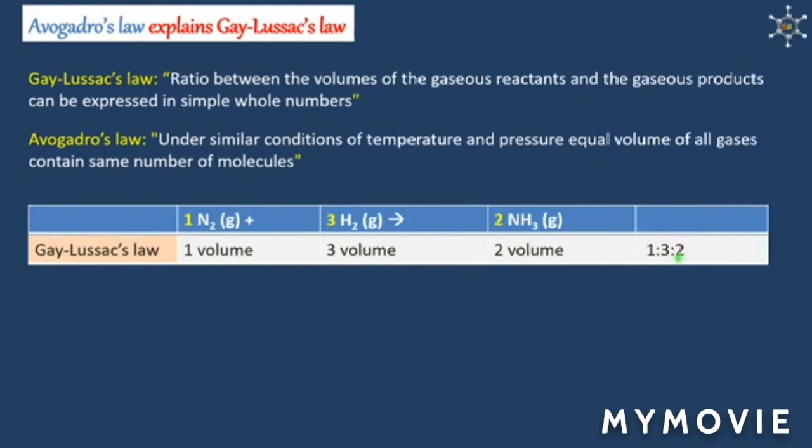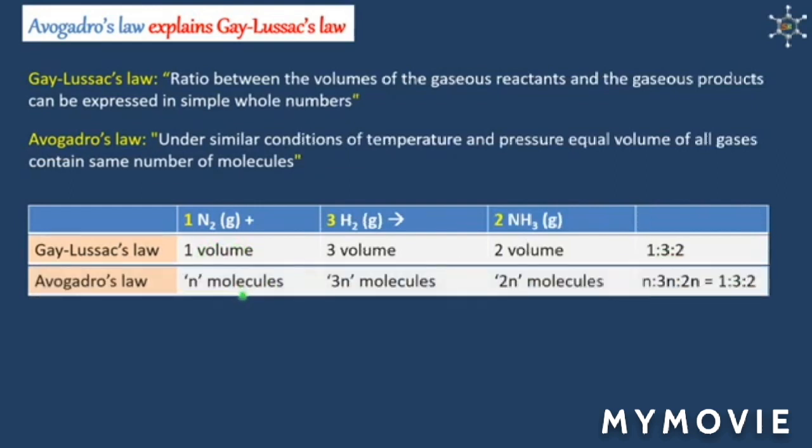According to Avogadro's law, equal volumes of all gases contain the same number of molecules. Let us imagine one volume of nitrogen gas consists of n molecules. So, 3 volumes of hydrogen is supposed to contain 3n molecules of hydrogen. In the same manner, 2 volumes of ammonia should consist of 2n molecules of ammonia.